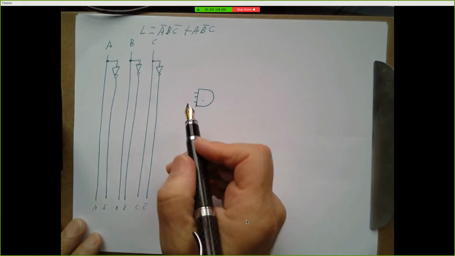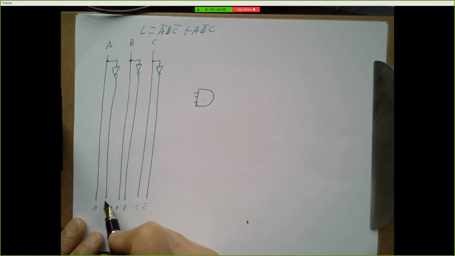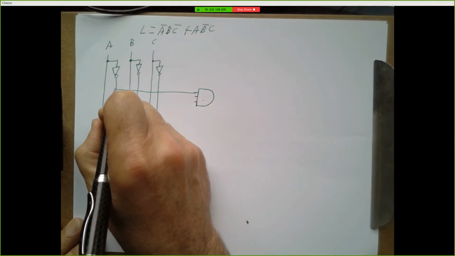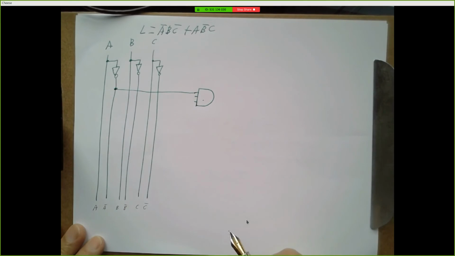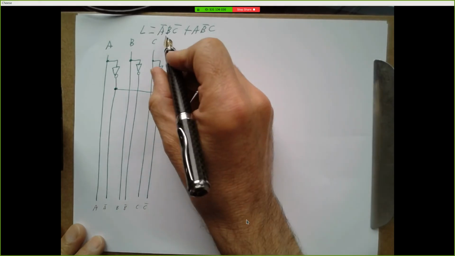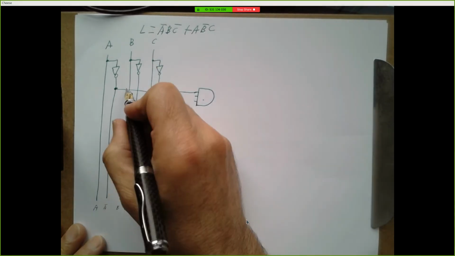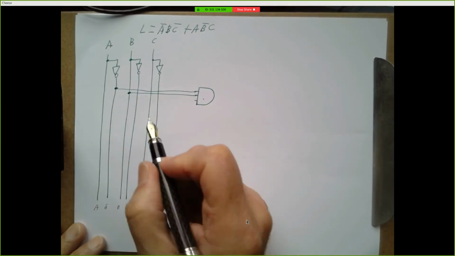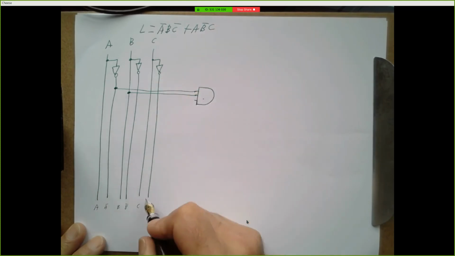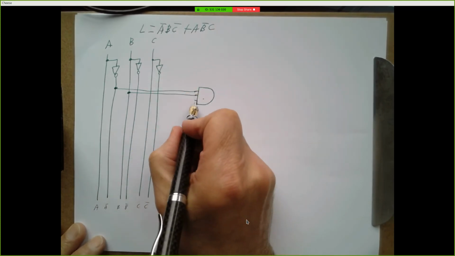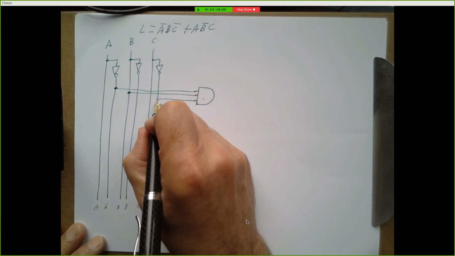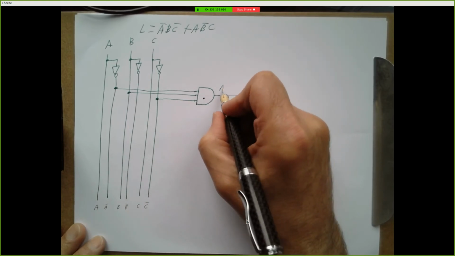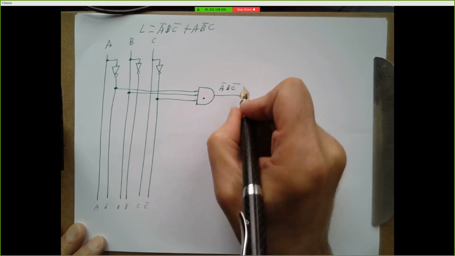So I'm going to run a horizontal line from this first input over to A bar. And I'll put a little dot here to indicate a connection. And I want my second input to come from B, while B is this vertical line right here. So I'll run a horizontal line to B. And my third input comes from C bar, that's this sixth vertical line. So I'll run a wire over to there. And this is an AND gate, and I can label my output A bar, B, C bar.